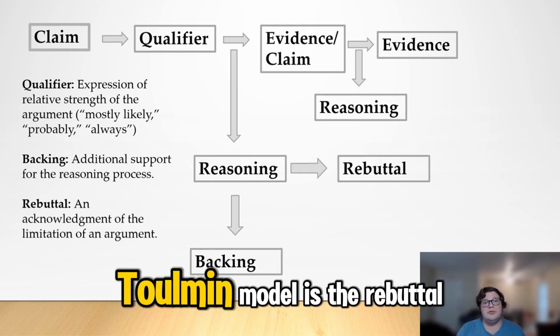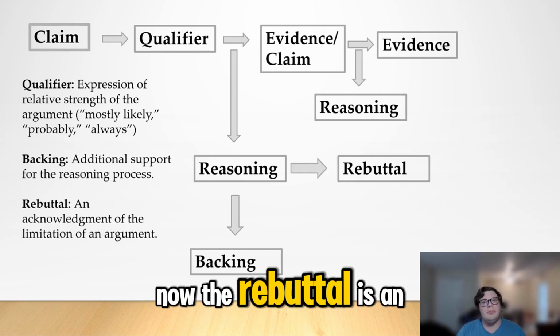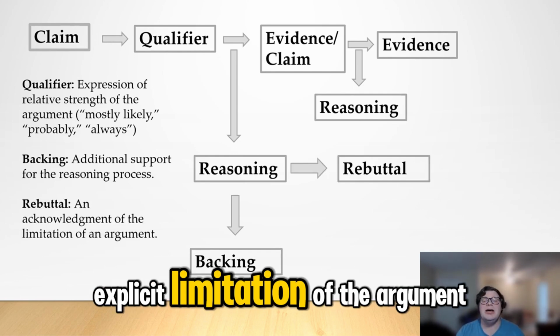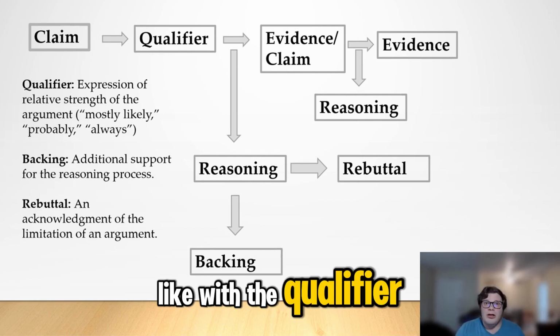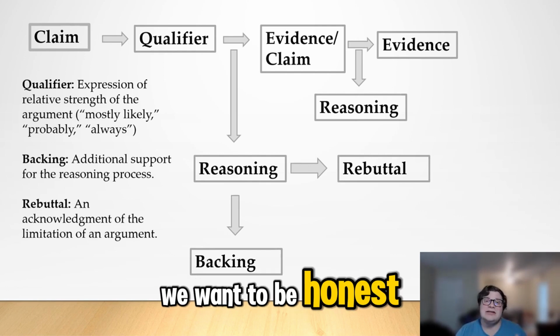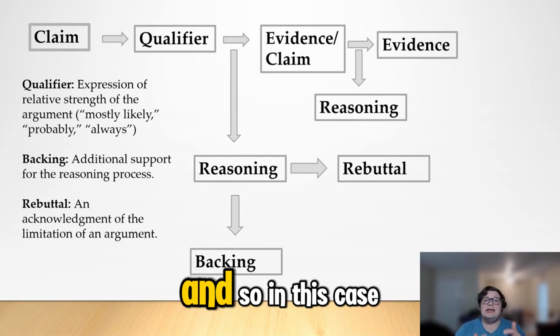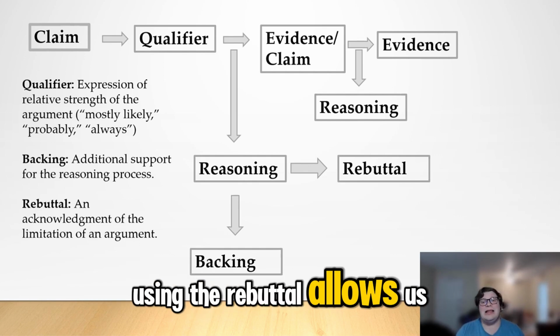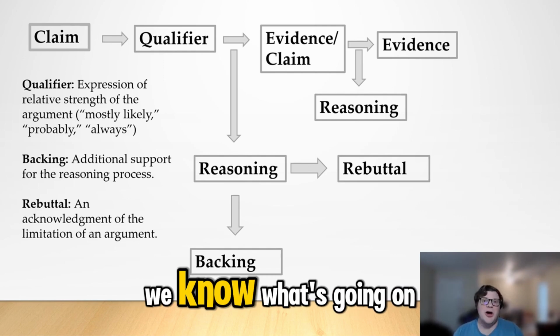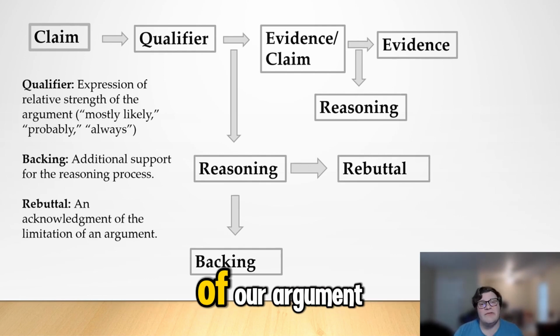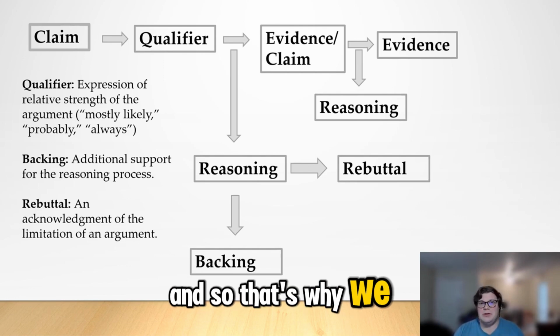The final part of the Toulmin model is the rebuttal. The rebuttal is an explicit limitation of the argument that you are presenting to your audience. Like with the qualifier, we want to be honest and transparent with our audience. Using the rebuttal allows us to show that we are trustworthy, that we are credible because we know what's going on and we know some of the limitations of our argument. And so that's why we use the rebuttal.